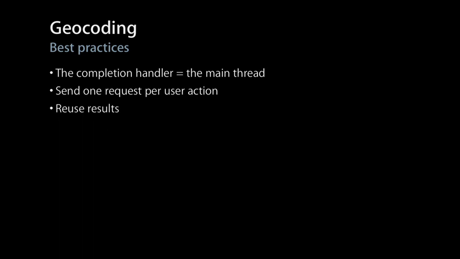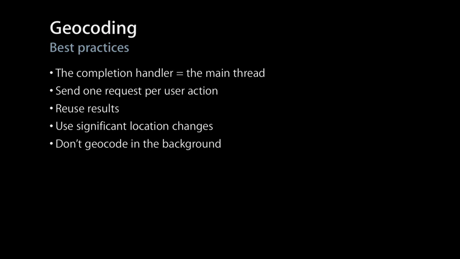Next, you want to reuse results when at all possible. You can also use significant location changes so that as the user moves, then you decide you need to do a CLGeocode instead of doing constant geocoding as the user moves around. Finally, don't geocode in the background. Since the completion handler runs on the main thread, this is definitely not a good idea.